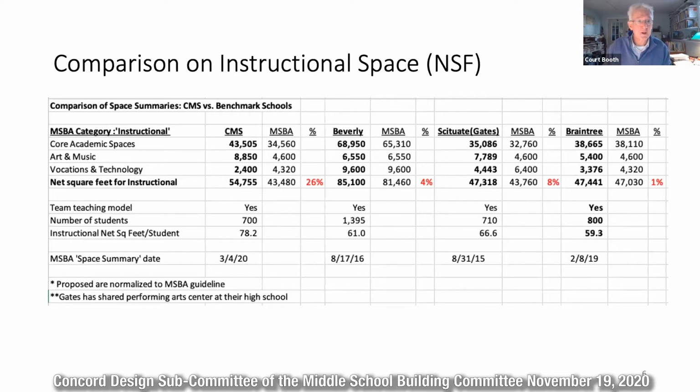And what you're going to see here is that we are over MSBA now when we look just at instructional space net, a bit more over MSBA than the previous slide, but all the others are as well. And notably, you'll see Gates coming in at 8% over. We look then at the ratio of net square feet to student, and you'll see those figures there.